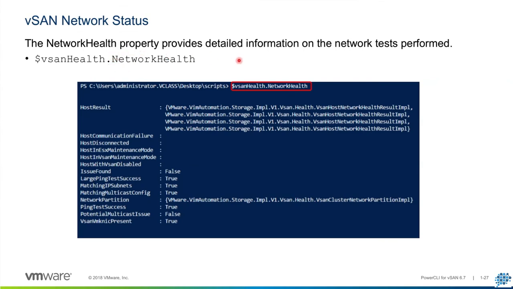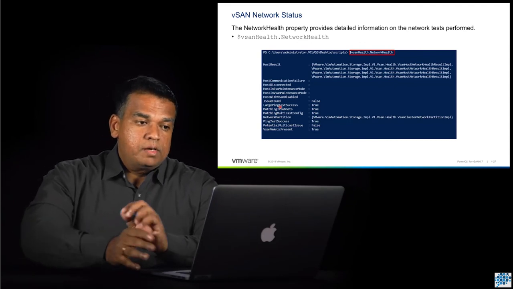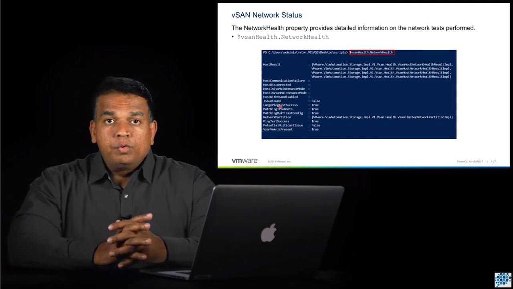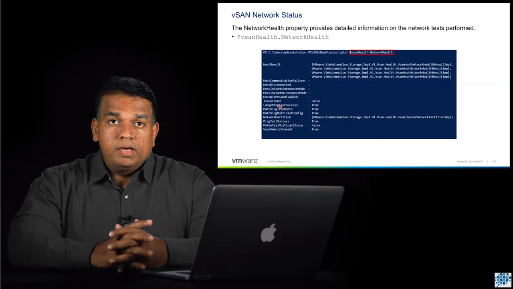So the network health property will provide detailed information on the network tests which were performed. If you look at the output down below, you can see that it has performed the network test, and whatever issues found, if there are any issues, they will be highlighted. So for example, in my case, it says issues found as false, and it has a number of other parameters which indicate what are the other tests which are performed. So as you can see, using the vSAN health object, we can pretty much generate a report about any health issue.